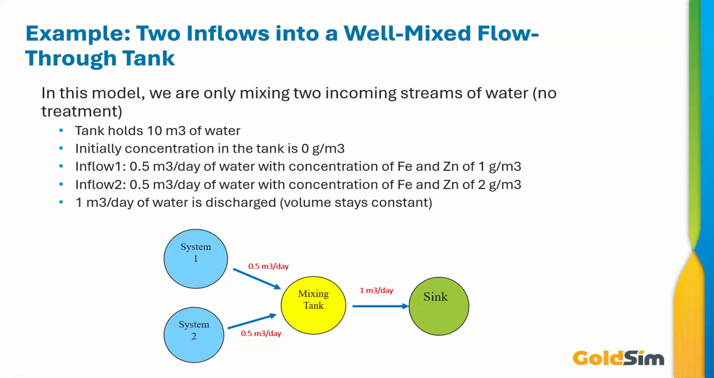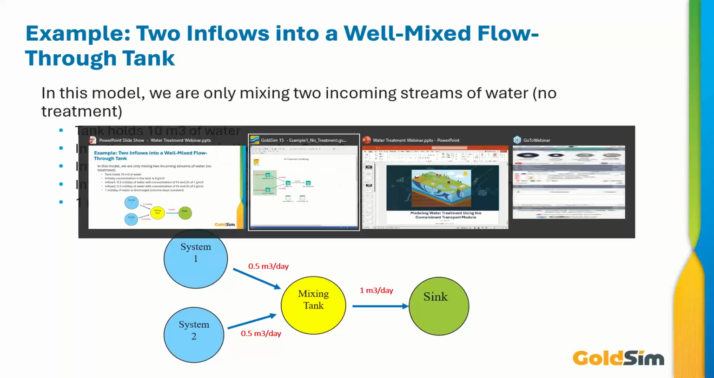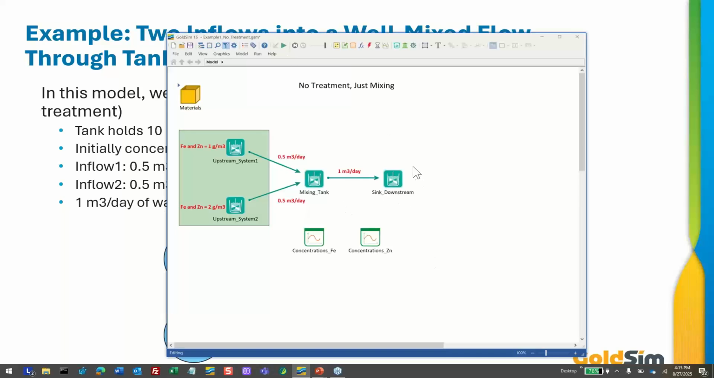So we have a water balance here, right? We have 1 cubic meter of water per day going through the tank. The tank isn't changing volume. So let's look at that very, very trivial model, and then we're going to turn the mixing tank into a treatment tank. So that model just looks like this.